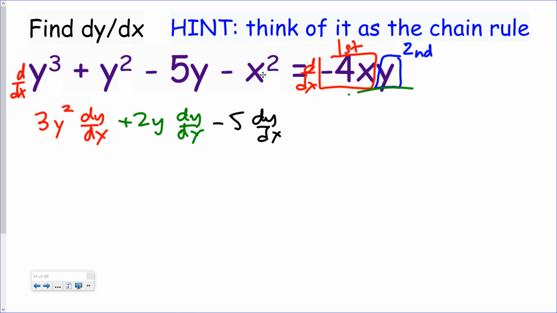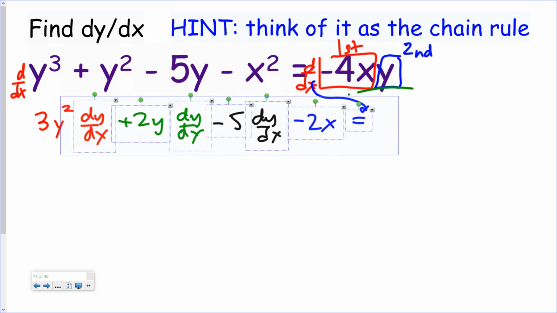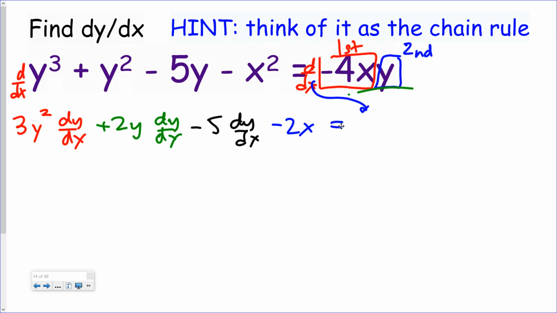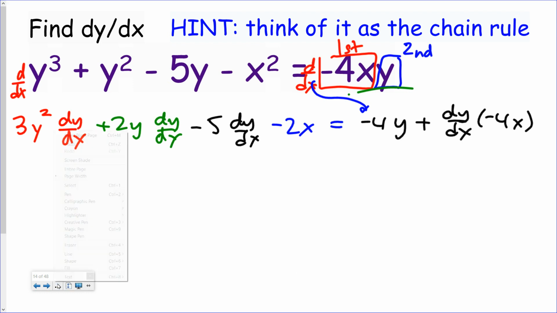Next term, negative 2x. dy/dx? No. dx/dx, right? But dx/dx is just 1. All right, next term, carry down your equal sign. Do you see product rule here, guys? So here we go. It's going to be the derivative of the first, which is negative 4, times the second, which is y, plus the derivative of the second, which is dy/dx, times the first, which is negative 4x.